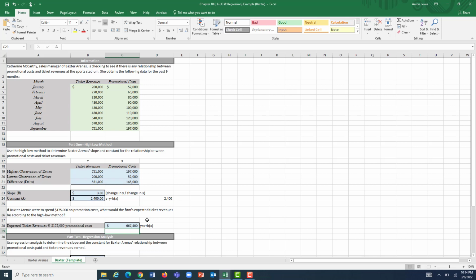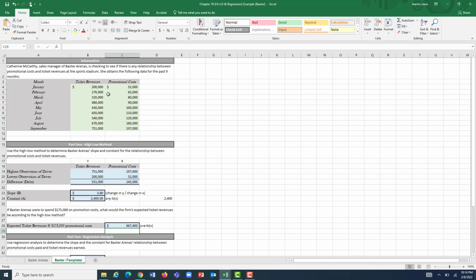So somebody came to you and they said, all right, you had all this information in front of you, and they said, we got $175,000 to spend. What are our expected revenues? Little quick calculation right here. On a piece of paper with a pencil, if you're in a meeting or whatever, we'll determine that to your best guess, you're going to come up with $667,400 in revenue.